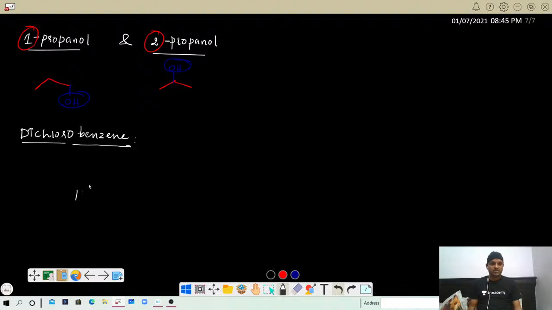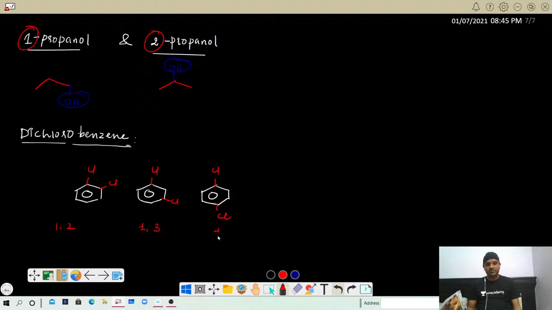Here it is benzene, and here one more benzene and one more benzene. So you can put chlorine here and here, here and here. These are the positions. If you give numbering to the chlorines, it is 1 comma 2. It is 1 comma 3. This is 1 comma 4.